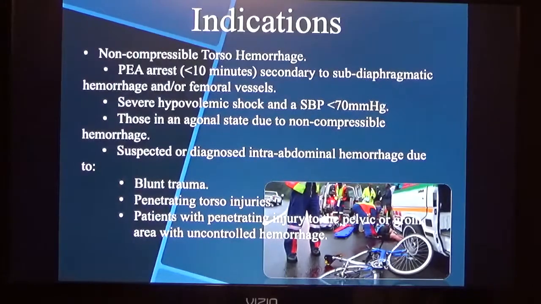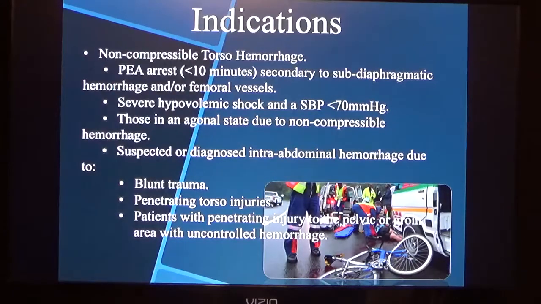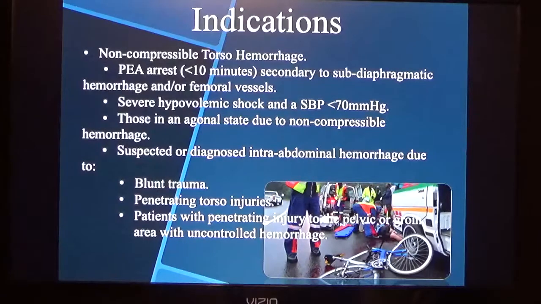On top of that, the cardiac arrest needs to be secondary to a subdiaphragmatic hemorrhage that is or includes the femoral vessels. Severe hypovolemic shock with a systolic blood pressure of less than 70. Patients that are in an agonal state due to non-compressible hemorrhage, so we may be utilizing only the mechanism of injury in this state. Suspected or diagnosed intra-abdominal hemorrhage due to blunt trauma, penetrating torso injuries, or patients with a penetrating injury to the pelvis or groin area with an uncontrolled ability to stop that hemorrhage.